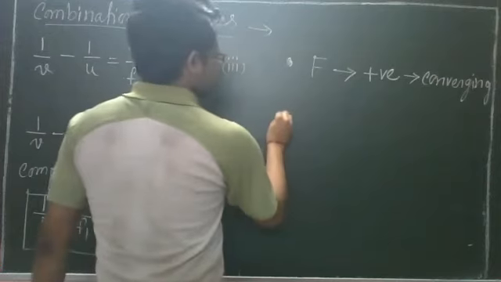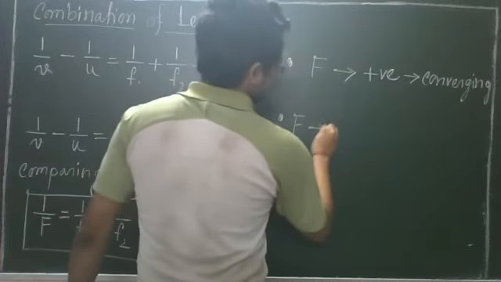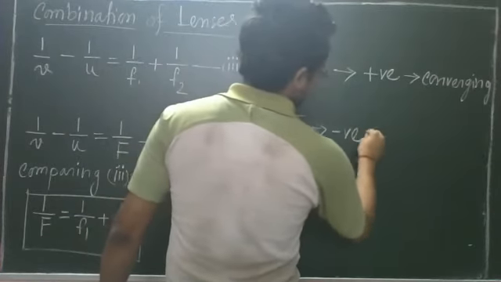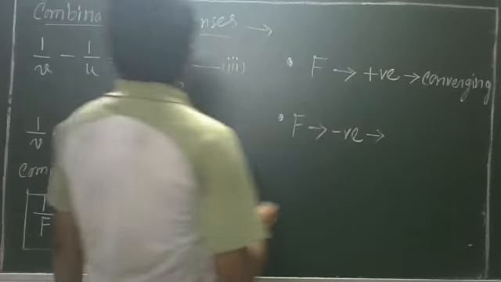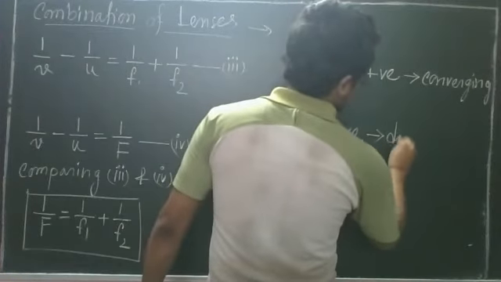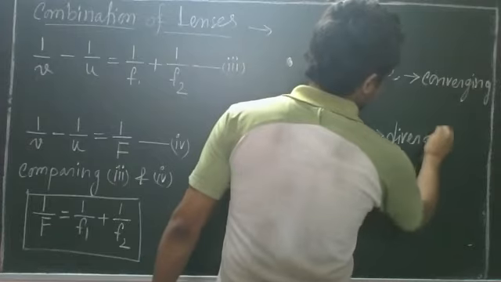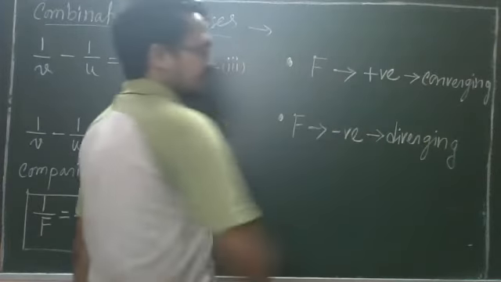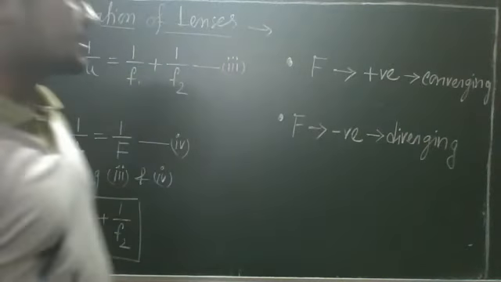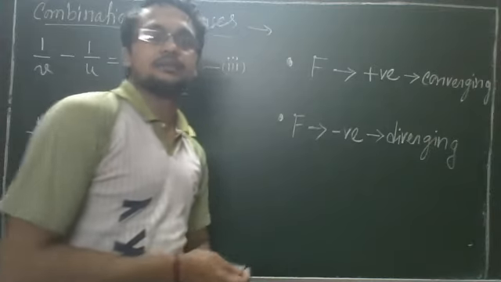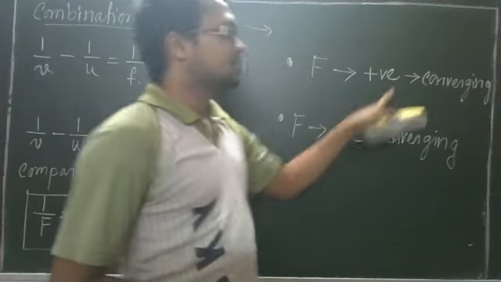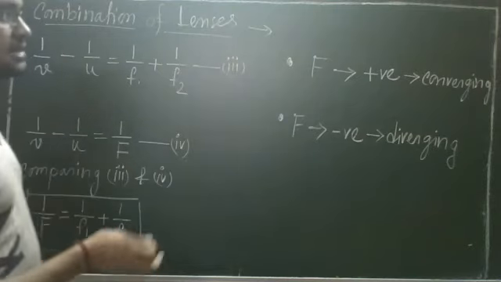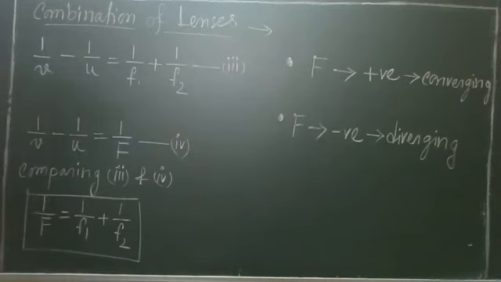If capital F is negative, then the combined lens will behave as a diverging lens. Negative focal length means diverging lens, so the combined lens will behave as a concave lens. Converging means positive focal length, so the combined lens will behave as a convex lens. Understand? So this is the required formula.